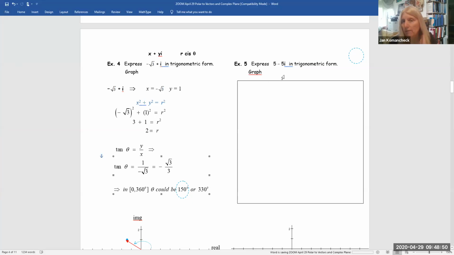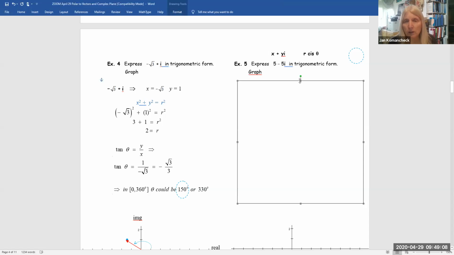Okay, let's look at 5 plus 5i in trig form. You ready to go? Okay, 5 minus 5i. Let me move this down. You're given x plus yi. We want our cis theta. So the x is 5. The y is -5. Let me make sure I didn't goof up this negative sign, okay?